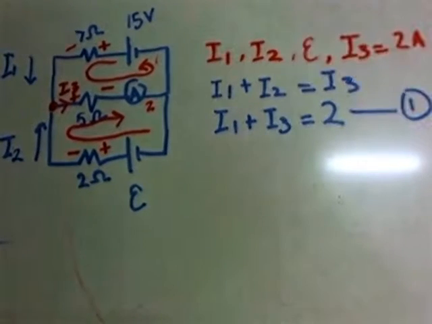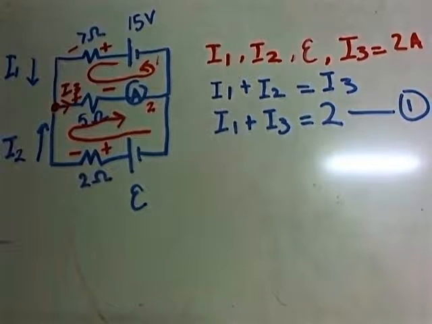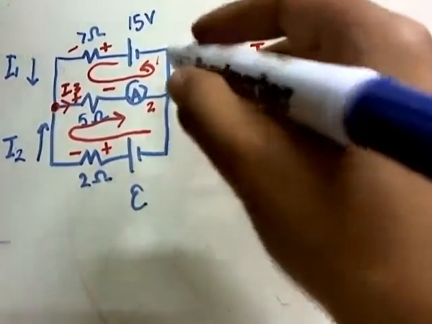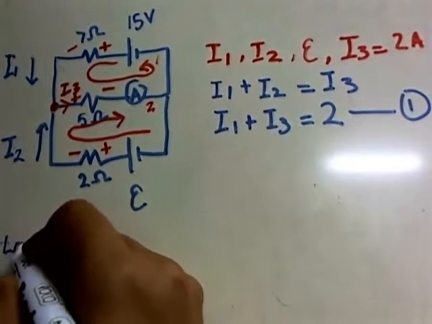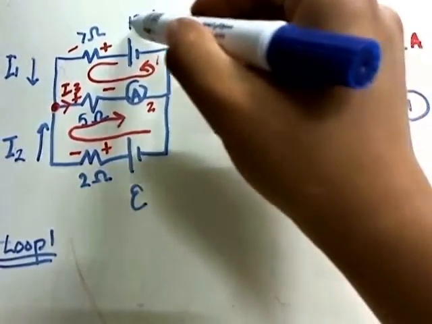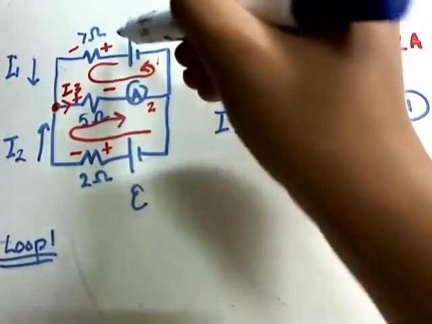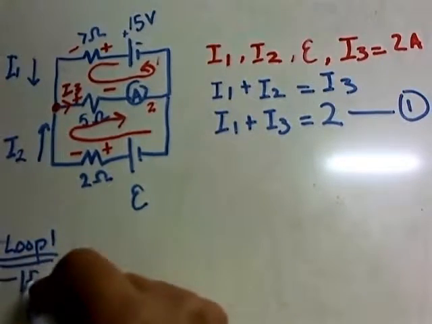Now to write the equation. Every time the current enters a component, you take the voltage as positive. And any time the current leaves a component, you take the voltage as negative. So let's start in loop 1. Start at the battery. The battery current enters from the negative terminal, so I will write minus 15.